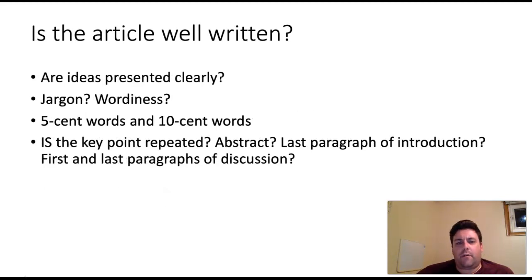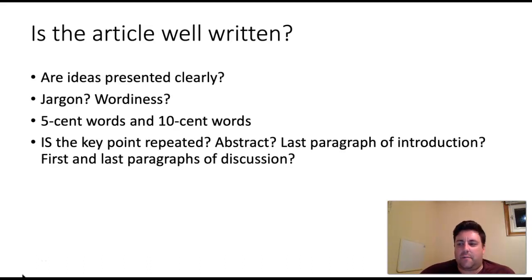Another thing to consider when you're looking at journal articles is: is it well written? Are the ideas presented clearly? Is there jargon? Is there wordiness? Are they using 5 or 10 cent words? Those are colloquialisms, and the saying goes, don't use a 10-cent word when a 5-cent word will do. If they're using really fancy words for concepts that don't necessarily require fancy words, that's reason to be suspicious of it.